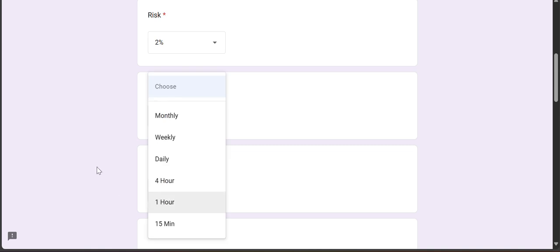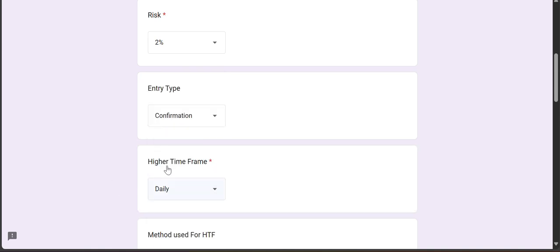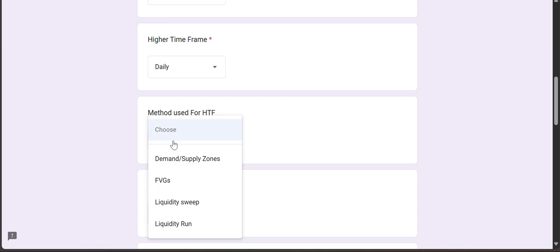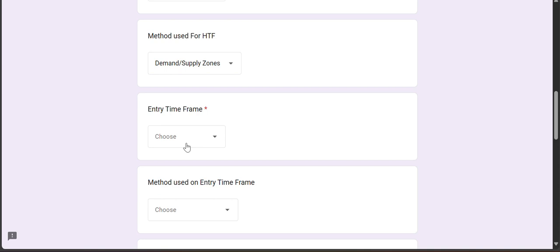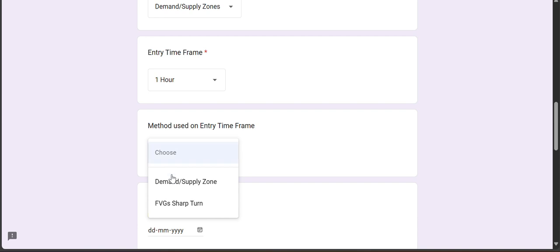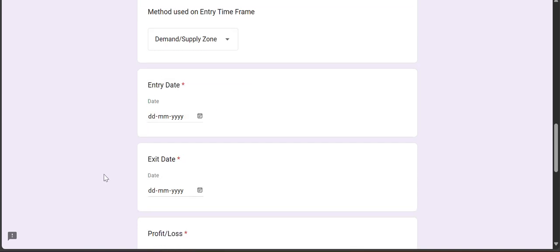Okay, high time frame. What was our high time frame? It was daily. What method did we use for the high time frame? Demand and supply zones. Entry time frame, 1 hour. Method used on the entry time frame, it would be demand and supply zone.